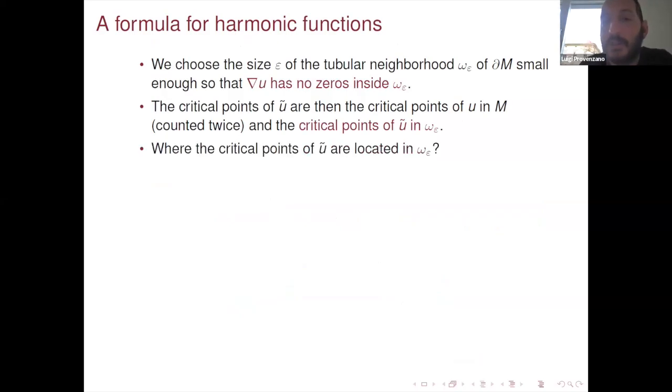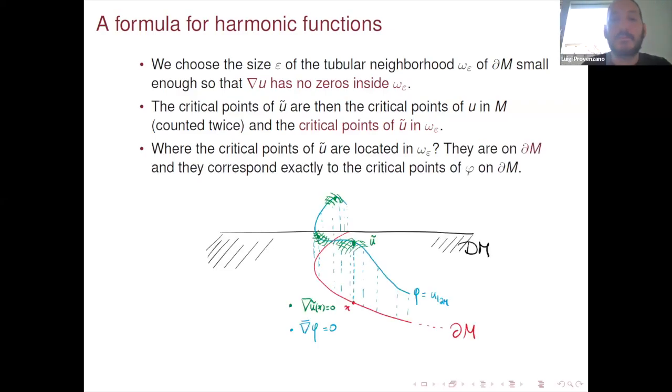So where are those new critical points in the thin tube? Okay, again, please take this picture as it is. I didn't know how to produce a picture to explain things in a clearer way. They are just the points on the boundary, that is, where we glue the two manifolds, where phi, the restriction, has a critical point. So they exactly correspond to the critical points of phi on the boundary, because in the normal direction, the derivative, when we have smoothed out the function, is zero. So we need also in the tangential direction it is zero.